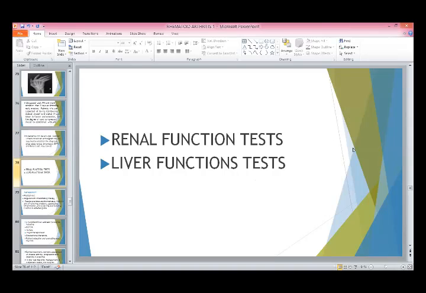We advise renal function tests because of secondary involvement due to vasculitis of the kidneys, or sometimes involvement of the kidneys by amyloidosis. So we have to see the renal function and liver function tests.